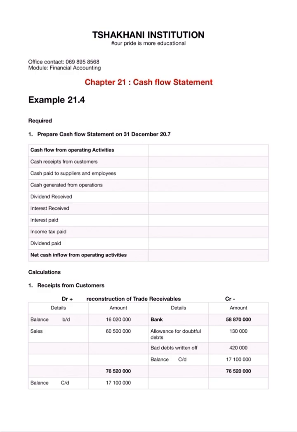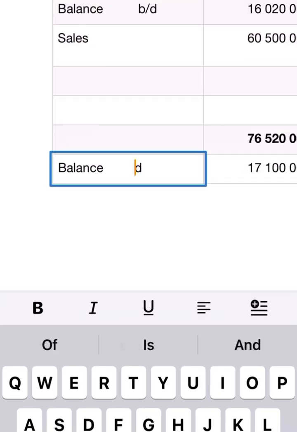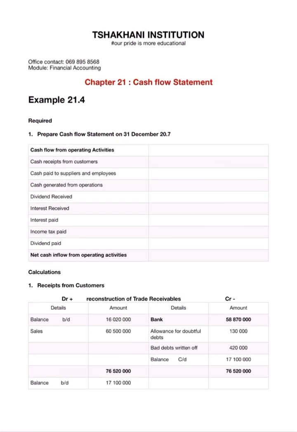And then you need to consider the allowance for doubtful debts. If they are not added back, they are subtracted, so you need to make sure that you add them back. You need to consider also the bad debts written off if they are not yet considered. And then you're going to have a balance carried down on the credit, which is from the balance brought down here. I made a mistake, it is supposed to be balance brought down. And then the balance brought down will go back to the balance carried down.